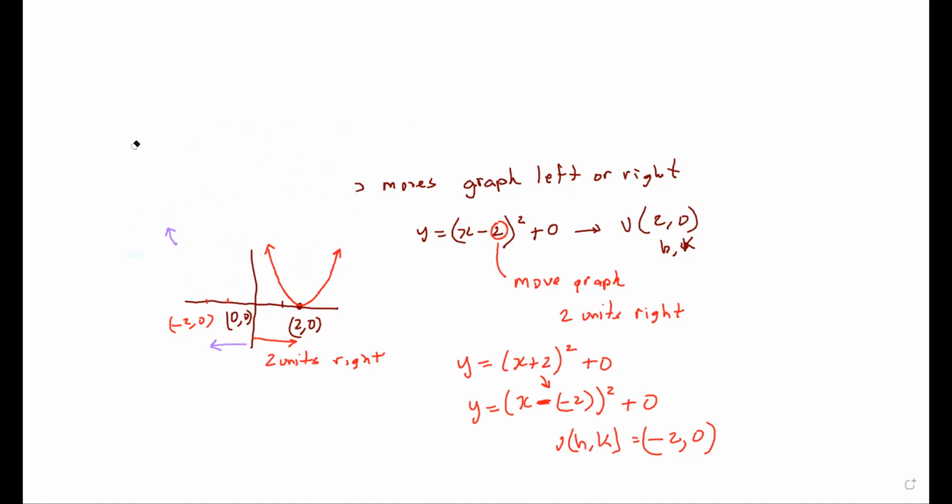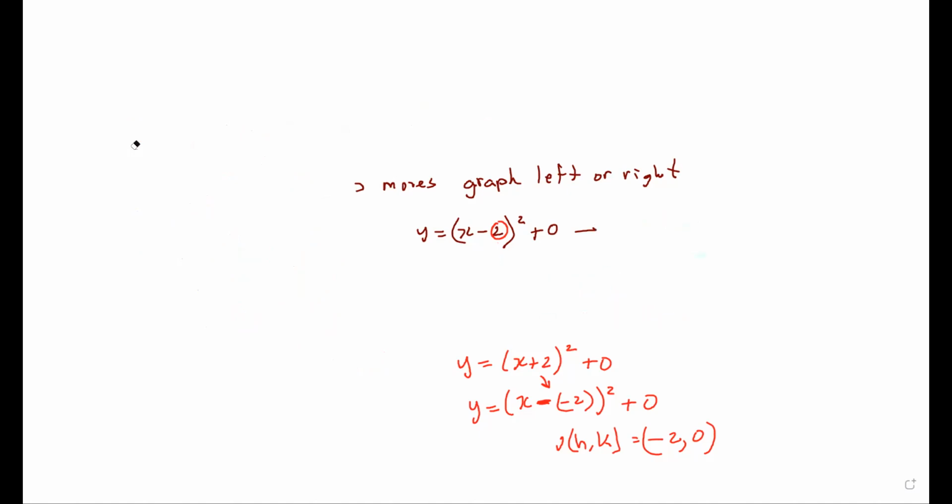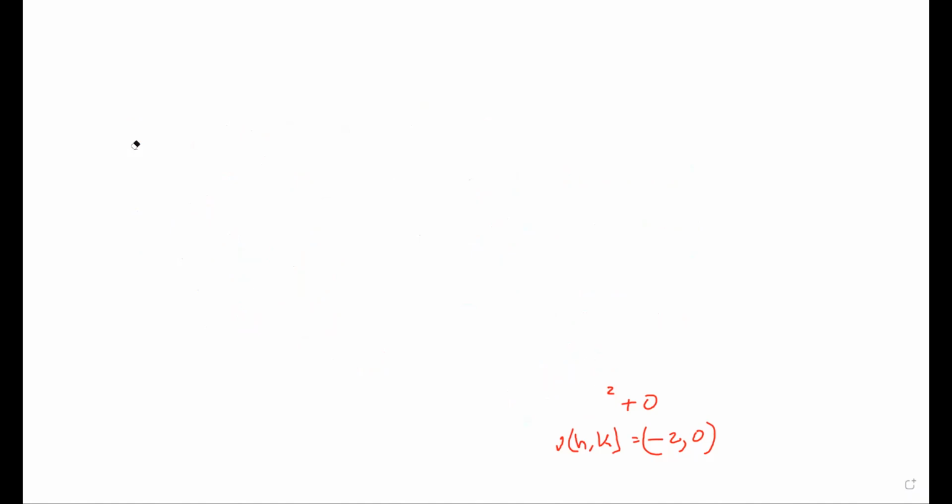So let's review the last set where you've got h and k can be any number for the vertex and see what happens. So let's write our general form down. Let's make it darker. So you've got y equals a(x minus h) squared plus k, and (h, k) is the vertex.